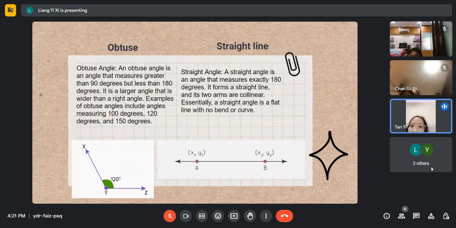Lastly, I'm going to talk about straight angles. A straight angle is an angle that measures exactly 180 degrees. It forms a straight line and its two arms are collinear. Essentially, a straight angle is a flat line with no bend or curve.